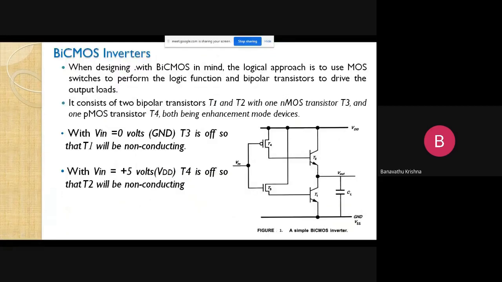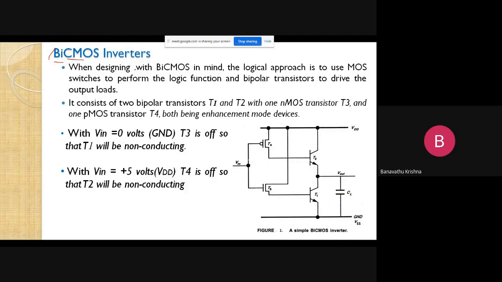Next, the BiCMOS inverter. Here it is a bipolar device and CMOS, nothing but the combination of CMOS and BJT. So let us come to the circuit diagram. Transistor T2 and transistor T1 are bipolar devices, and transistor T4 and transistor T3 are CMOS devices. This is a simple BiCMOS inverter circuit.